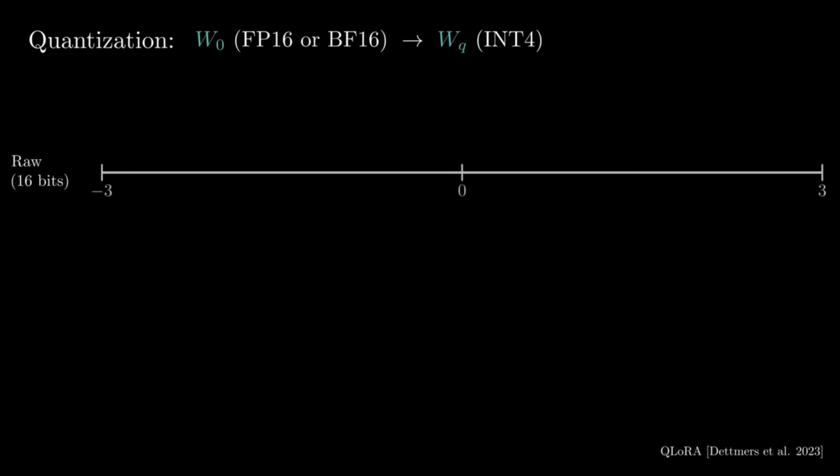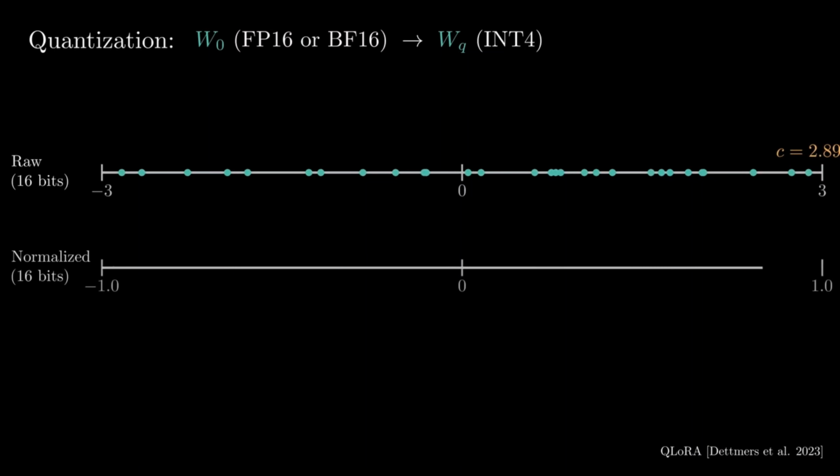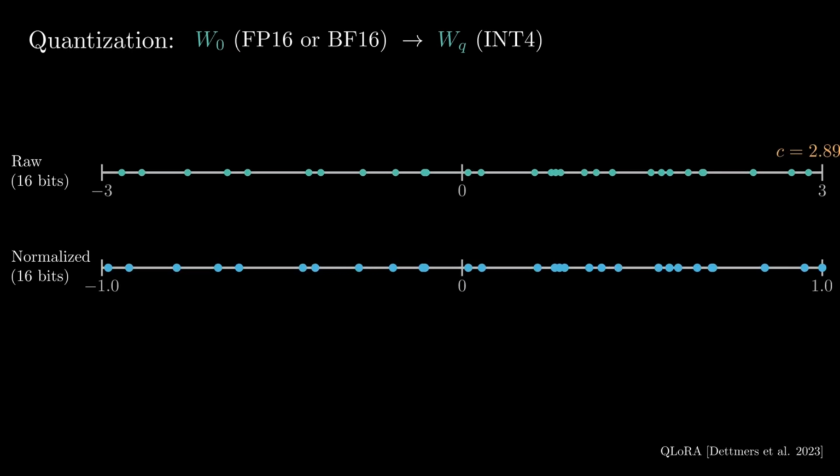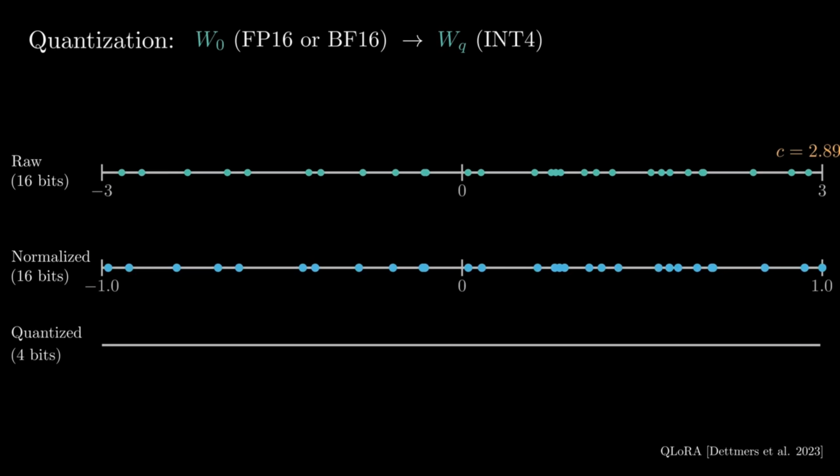We start with the raw weight values in 16 bits. We identify the maximum absolute value in the group and rescale the values so they fall between -1 and 1. With 4 bits, we only have 16 possible codes. But we want the levels to be symmetric around 0, the most negative and most positive codes mirroring each other. And we also want a code at exactly 0.